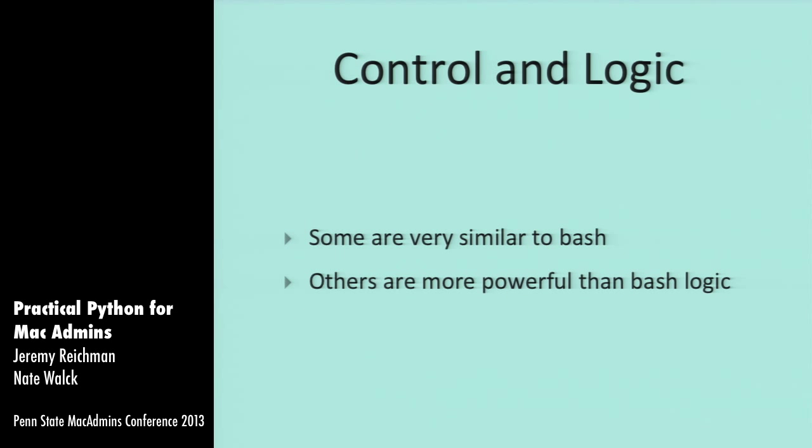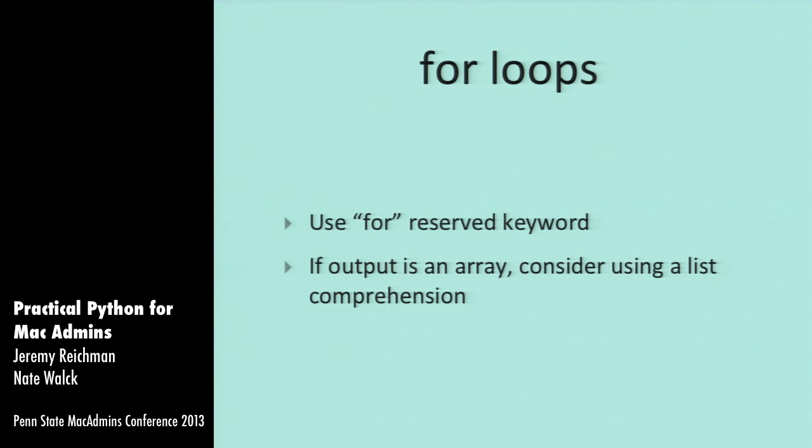So the control logic in Python is very similar to Bash, and I have some examples here, some of the more common ones. And there are some other things that are more powerful than Bash logic. I'm not going to get into this a whole lot because they're called list comprehensions if you want to look them up, but they're a little bit more complicated and even confusing to me sometimes. So you don't need to feel bad about being confused about anything Python related because it happens.